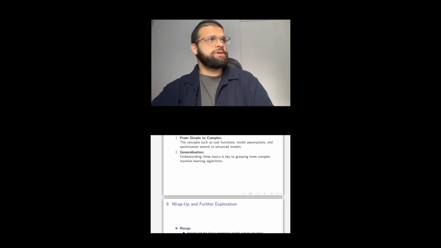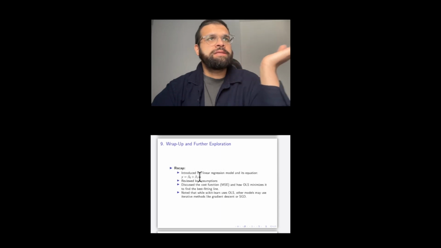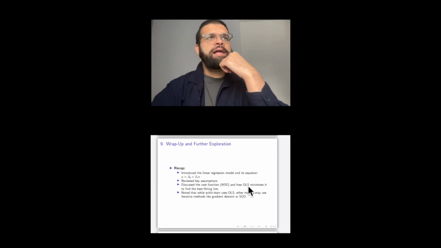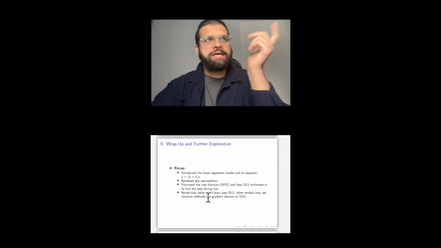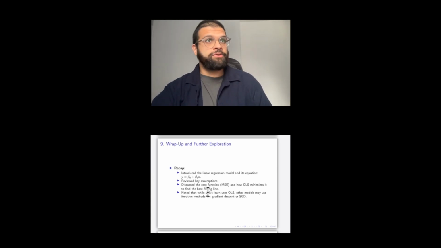So here let's do a small wrap up of this. We talked about introducing linear regression and the equations. We talked about some of the key assumptions. We discussed the cost function and OLS and how they relate to each other. And then we also mentioned that in scikit-learn, OLS is the optimization algorithm. I'm sure there are other Python packages where you can have a different optimization algorithm, and many other models may use OLS, but they can also use gradient descent and stochastic gradient descent.